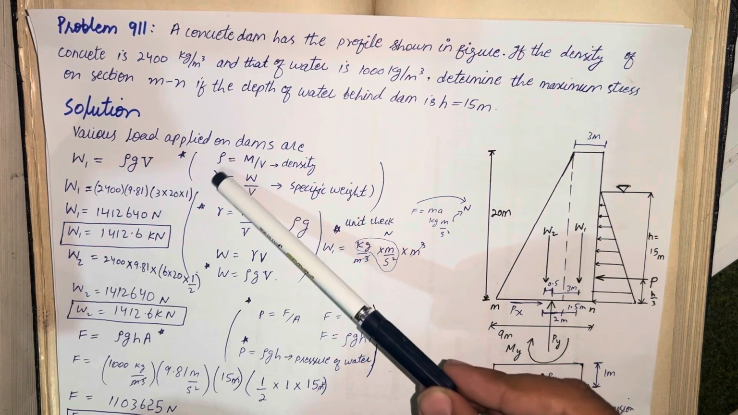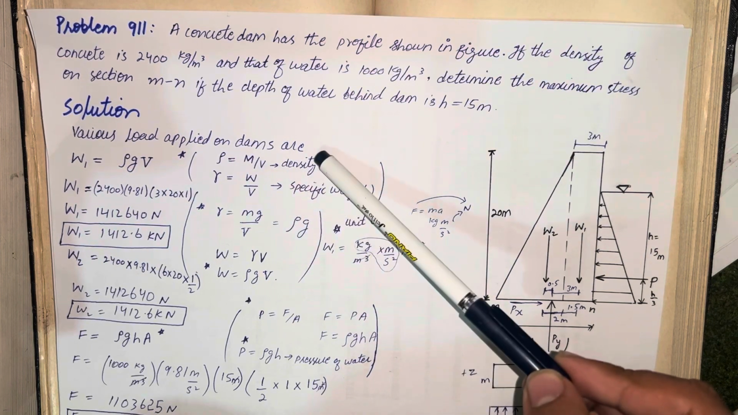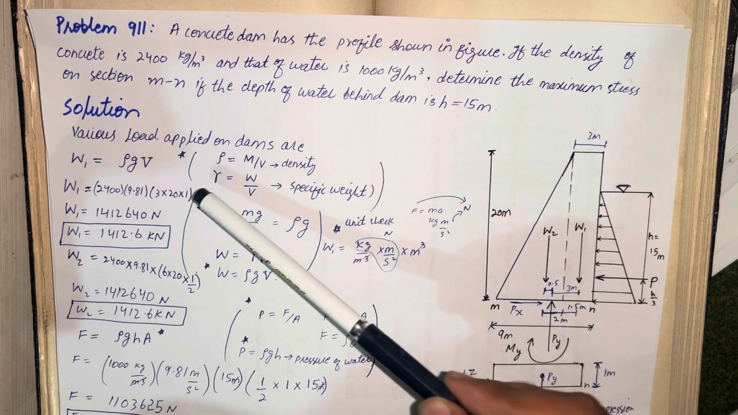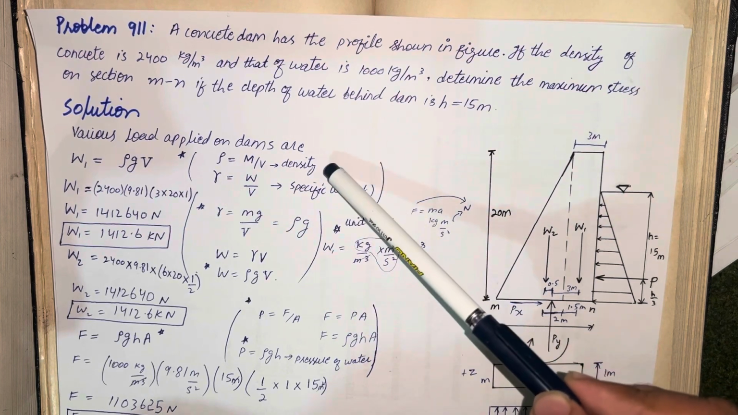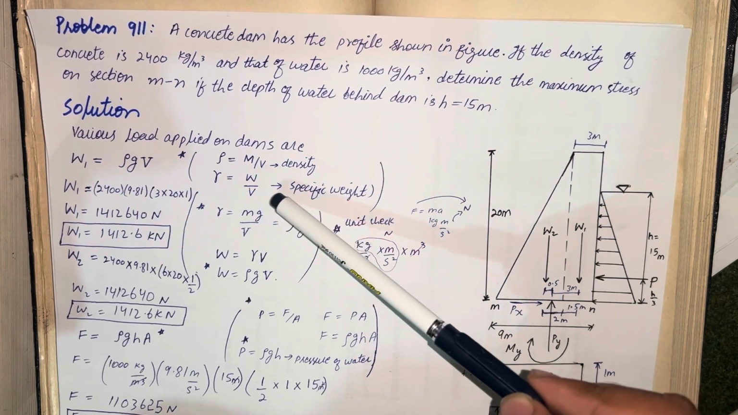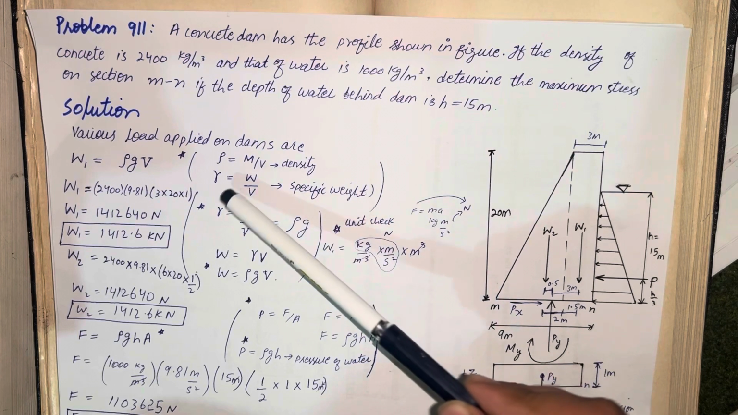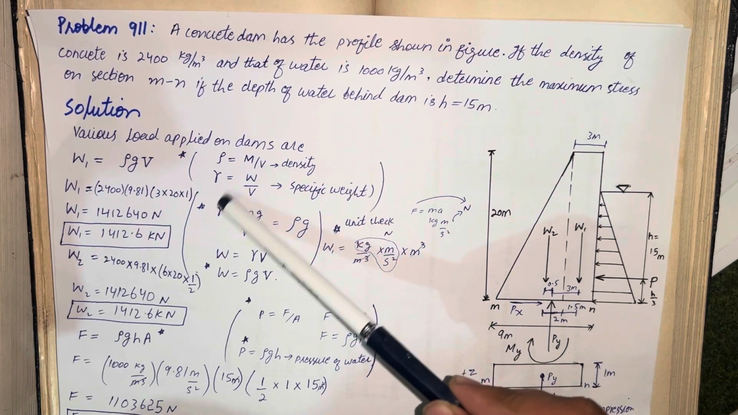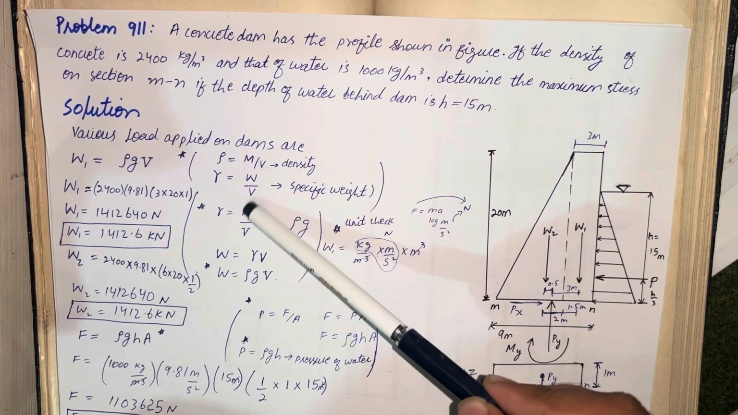Here the density is equal to mass per unit volume, which is known to everybody. And hope you have studied this formula in fluid mechanics, in the properties of fluid module, where gamma is equal to weight divided by volume.